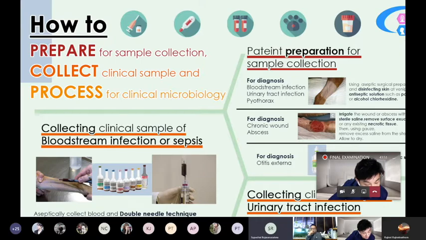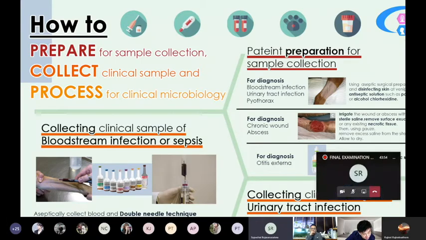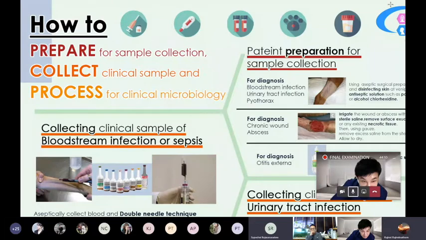I want to know what is the different function between the other transport medium and the charcoal transport medium, and why we use it in otitis externa cases. Okay, I will answer your question.